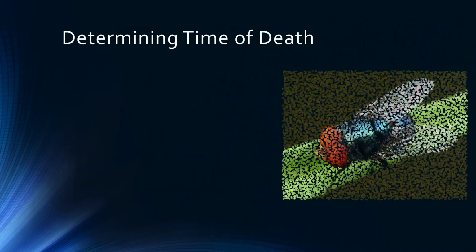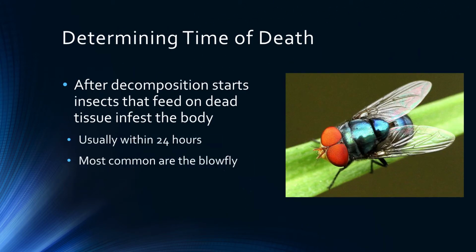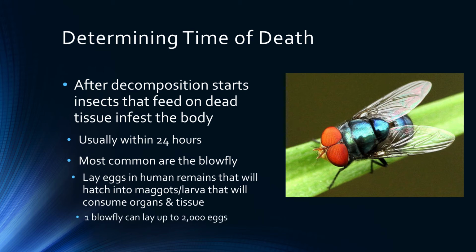In determining the time of death, after decomposition starts, insects that feed on the dead tissue infest the body, usually within 24 hours. Most common are the blowflies. And they lay eggs in human remains that will hatch into maggots or larvae that will then consume the organs and tissues. One blowfly can actually lay up to 2,000 eggs.